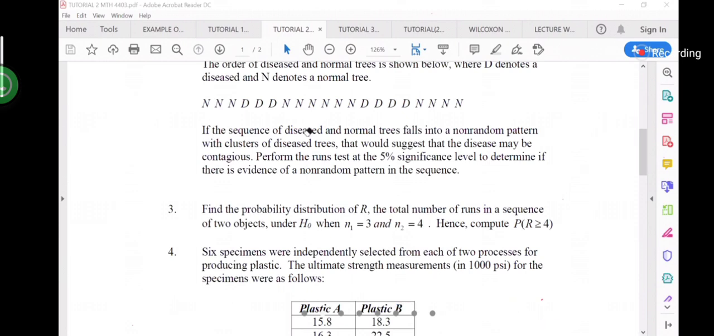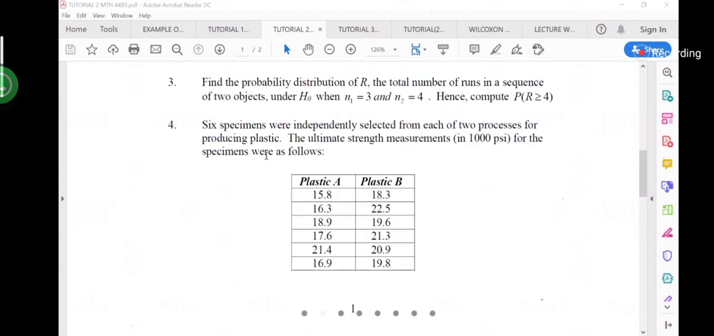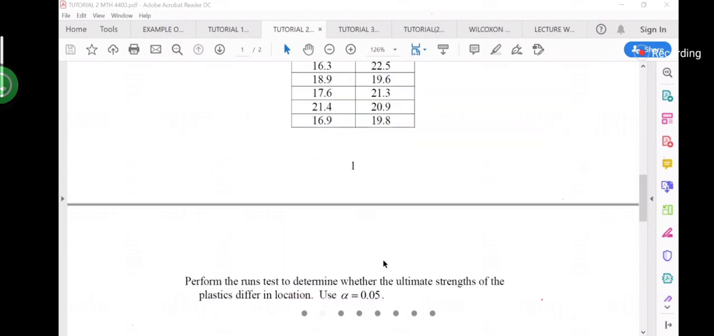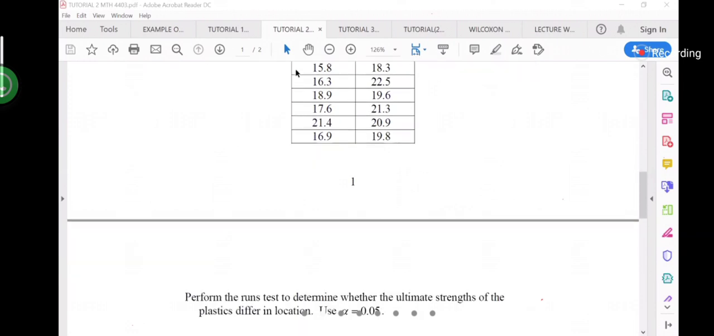Alright, now move on to number 4, the assessment on rank sums. The question is to perform the run test to determine whether the rank sums of the plastic differ in location. For this problem, how do you state your hypothesis? Are you testing whether it is random or not random?